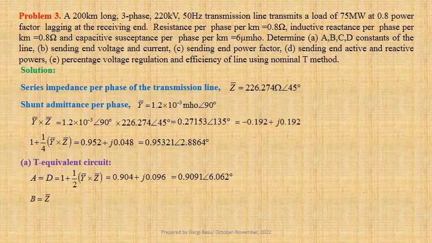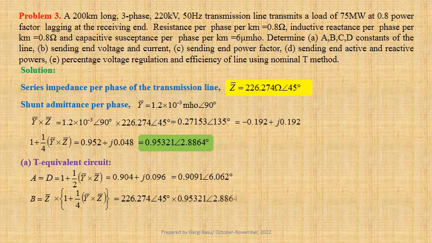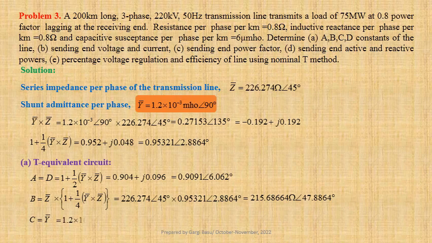B equals Z into 1 plus 1/4 of Y into Z. Using values we get 226.274 at an angle 45 degree into 0.95321 at an angle 2.8864 degree. That gives us 215.68664 ohm at an angle 47.8864 degree, and C equals Y, that is equal to 1.2 into 10 to the power minus 3 mho at an angle 90 degree.